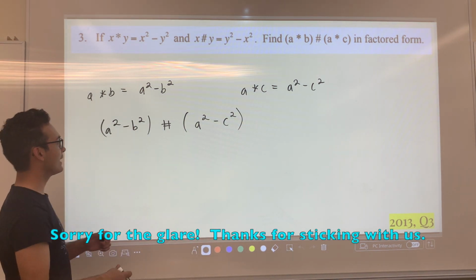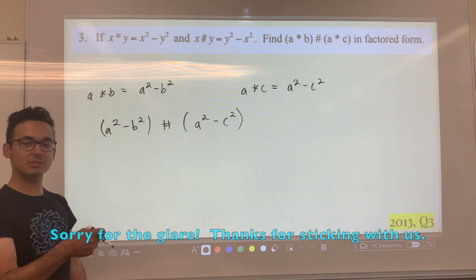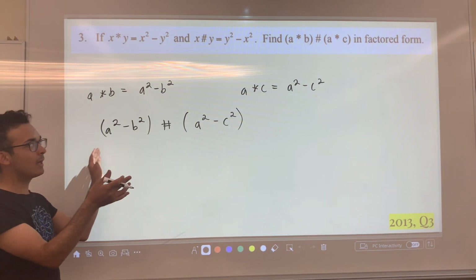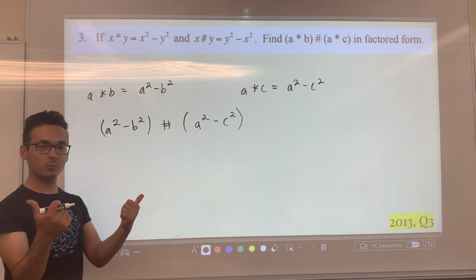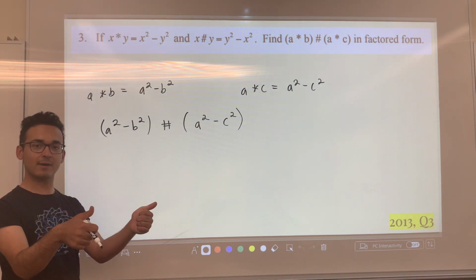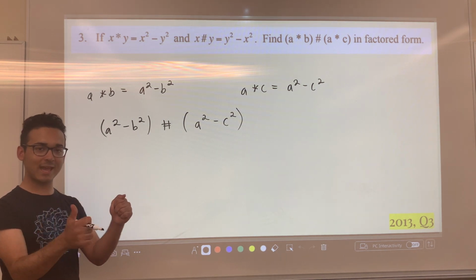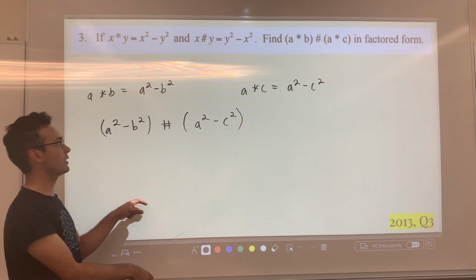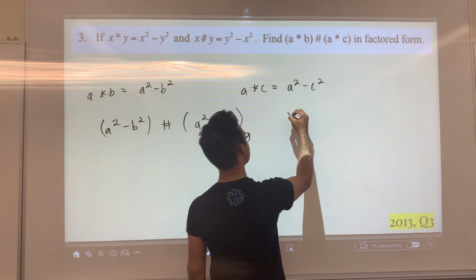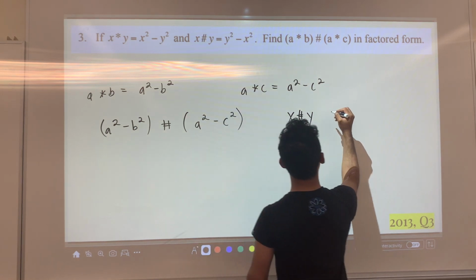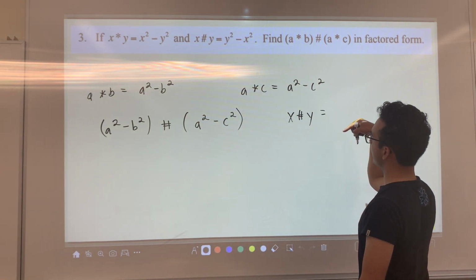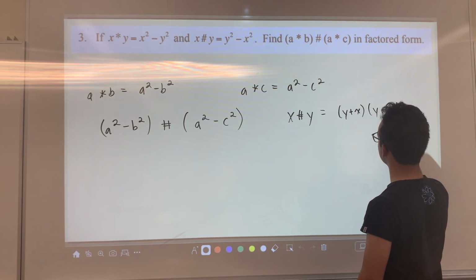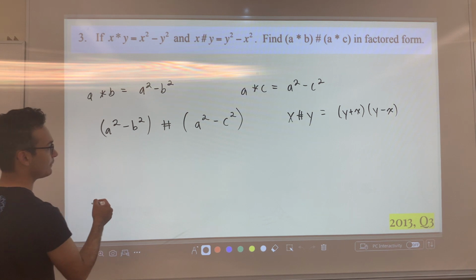So here I notice that the difference of two squares might actually benefit us, because on both sides of this equation we have an a squared term, and in a difference of two squares we subtract the terms in one of the factors. So those a squareds would actually end up canceling. So I think that this would be a good time to use our difference of two squares knowledge. So we can redefine x hashtag y as being not y squared minus x squared, but y plus x times y minus x. So over here, let's do that.